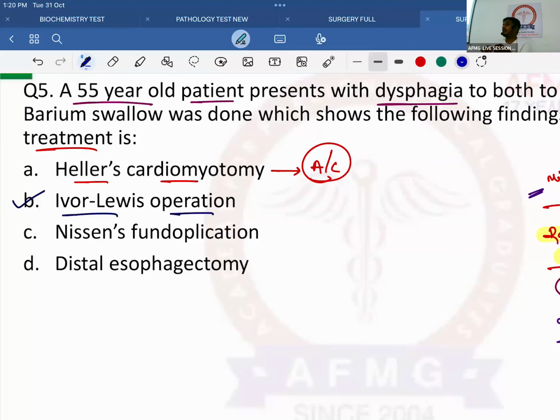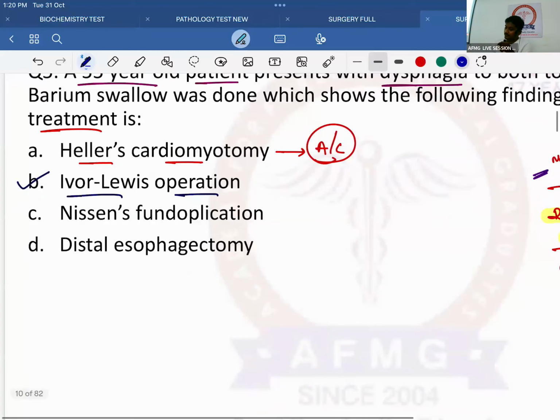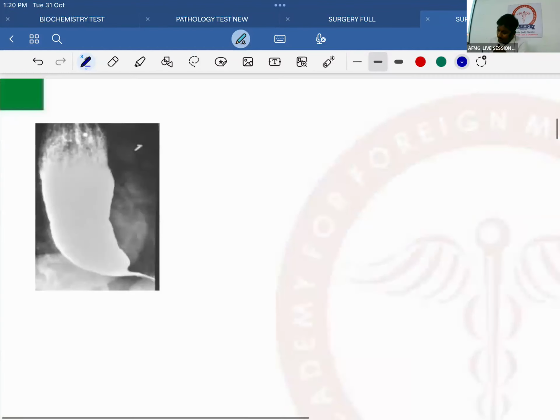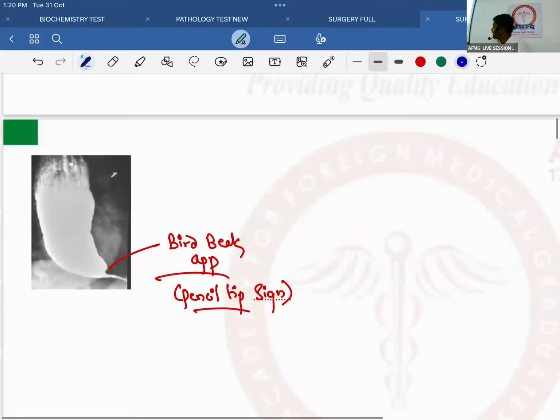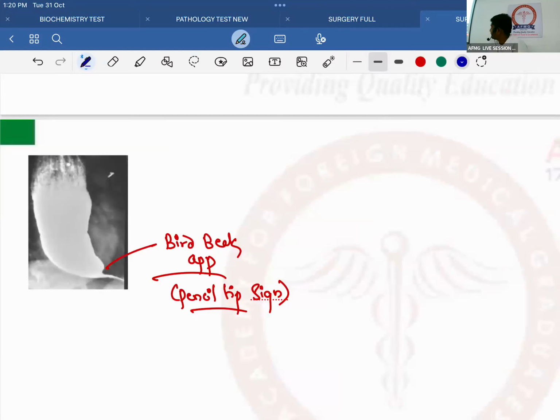ठीक है. And if I do a barium swallow, कौन सा appearance दिखेगा? The classical bird beak appearance, also called as the pencil tip sign, beta. नहीं, rat tail नहीं बोल सकते इसको अभी भी. I am firm on that. Bird beak or the pencil tip sign. क्या?